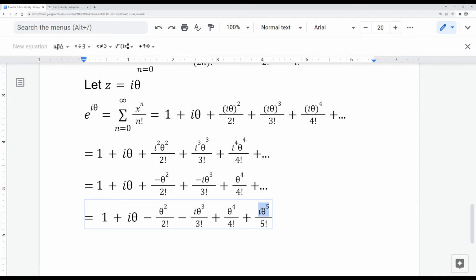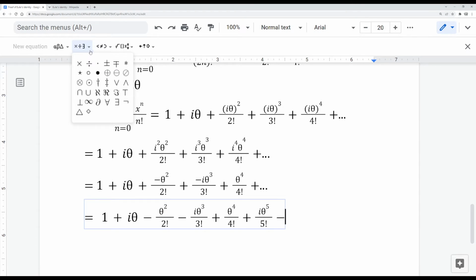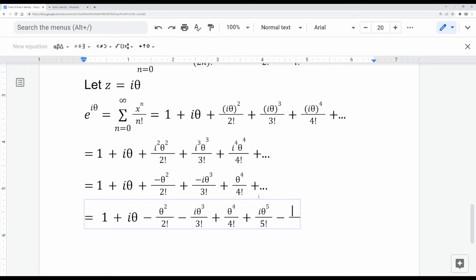And this is a positive i, by the way. And then we go back to the negatives, because i to the sixth just repeats from this again. And it's just negative 1. i to the sixth is negative 1. Again, if you don't believe me, fact check it somewhere.